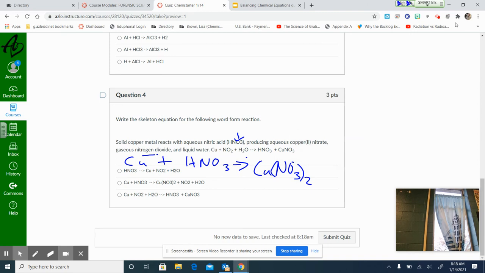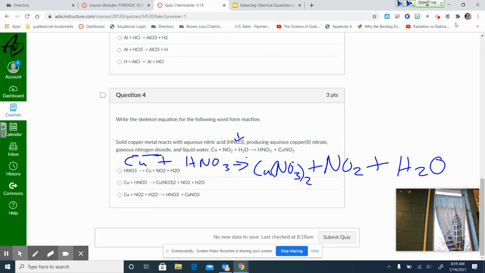And lastly, it says gaseous nitrogen dioxide. So that's a molecular compound. It has that prefix di meaning 2. Nitrogen doesn't have a prefix, so it's just 1. So it's going to be NO2. Remember, di means 2, so there's 2 oxygens. And liquid water. Hopefully you know what water is. Water is H2O. And there we go.